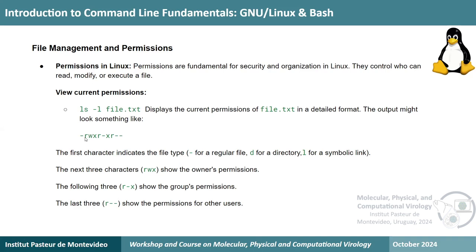Then the next set of three characters, r, w, x, represents the owner permissions. So the owner can read, write, and execute the file. The next three characters show the group permissions. The group can read and execute the file, but cannot modify or write to it. And the last three characters mean others, who can only read the file, but not write or execute it.